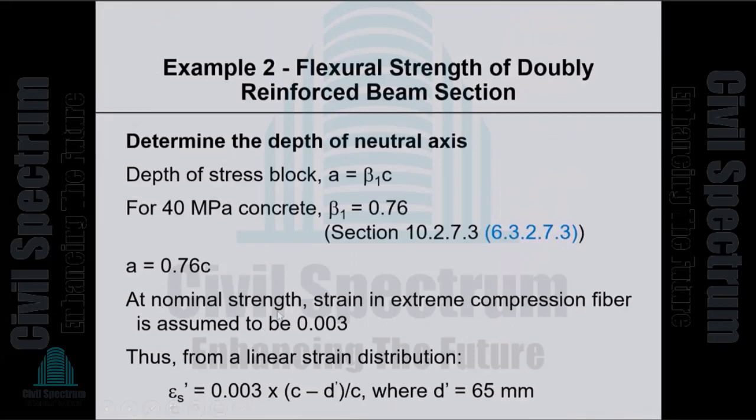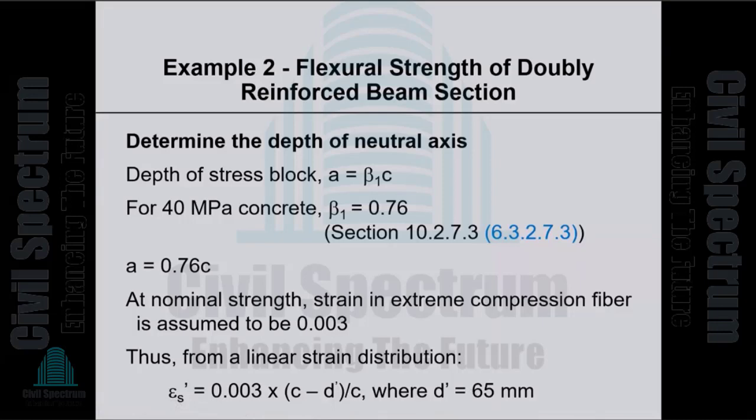Okay. So at nominal strength, strain in the extreme compression fiber is 0.003. Thus, for a linear strain distribution, epsilon sub s prime, that is the strain in the compression steel, is 0.003, the extreme compression fiber strain, multiplied by c minus d prime over c. This is because of straight line strain distribution. I don't want to go back to the figure again, but this is pretty straightforward. So the strain in the compression steel is equal to this from straight line strain distribution, where this d prime was established to be 65 millimeters. Should have been 62.